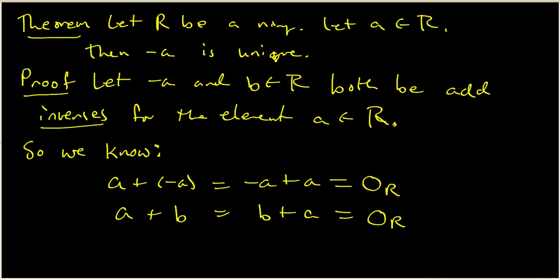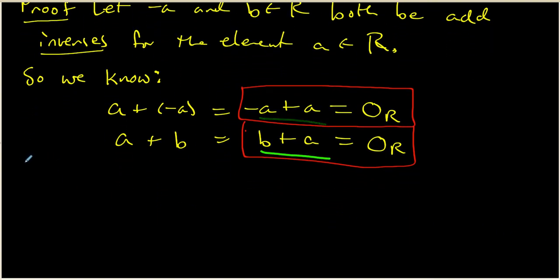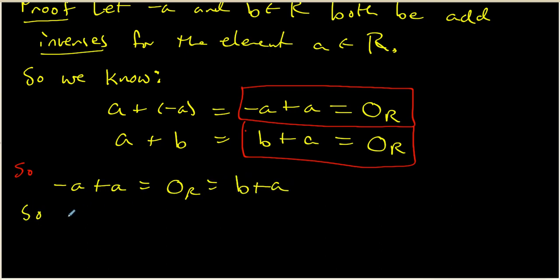Now, what I want to notice is that I can look at that particular equation, and I can look at this particular equation, and transitivity of equality then lets me say that this mess here is equal to this mess here. In other words, using those two boxed equations, we can say that minus A plus A is equal to 0, which is equal to B plus A. So minus A plus A is equal to B plus A.